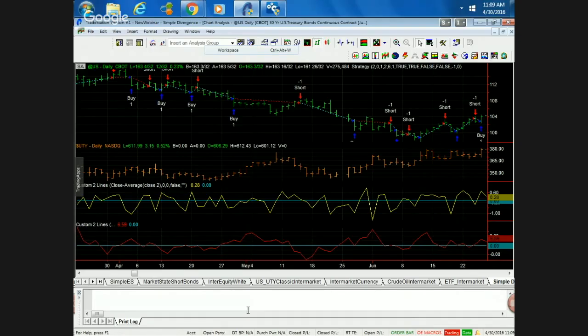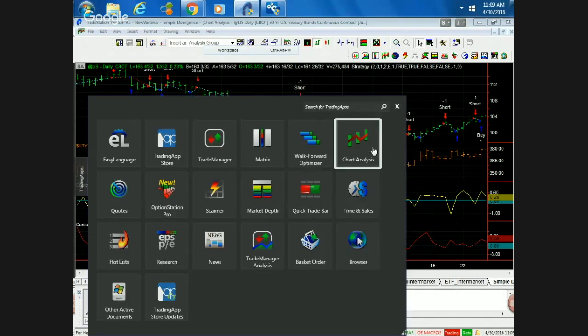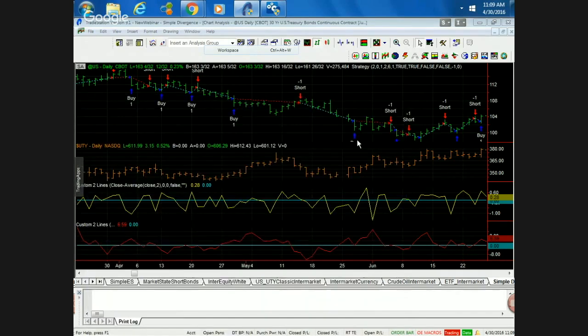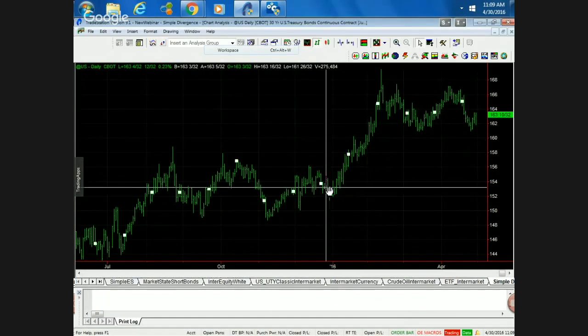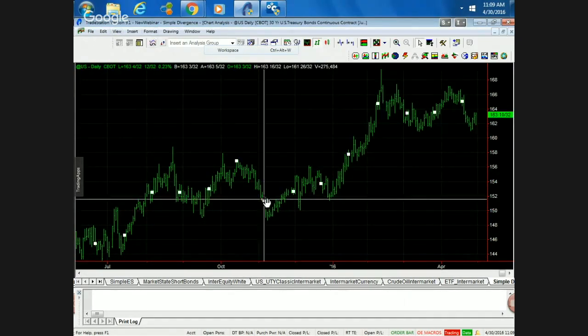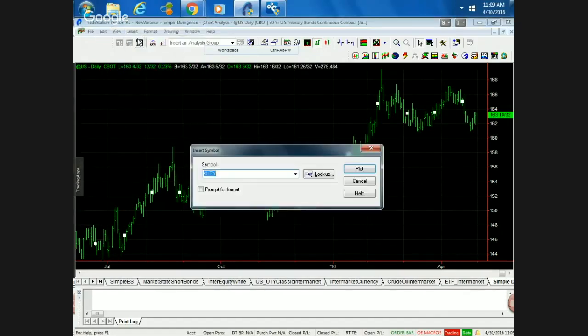All right, so we have a workspace up here, which is one we use to show the simple crossing over. If you want to make a new chart, you go to the apps chart. This happens to have a daily U.S. bond already on it, because that was my default symbol. But of course, if you were going to, you would just use the insert. All right, so now we're going to insert UTY.